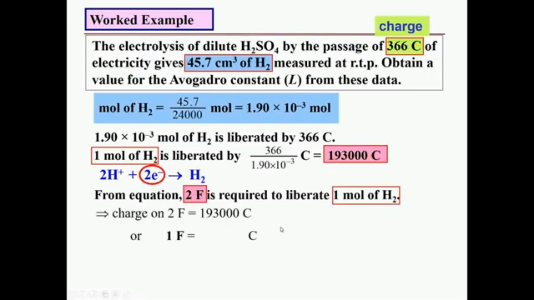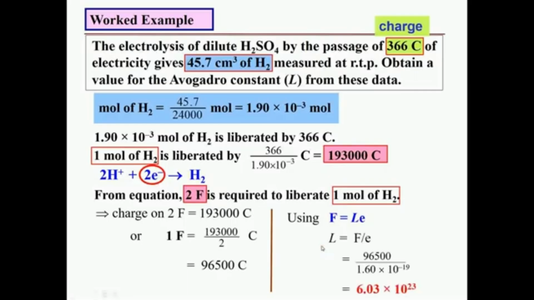So the charge of 1 Faraday will therefore be 193,000 divided by 2. That gives us a value of 96,500 coulomb. Now, using the relation F equals L times E, we have L equals F over E, and that gives us a value of 6.03 times 10 to the power 23.